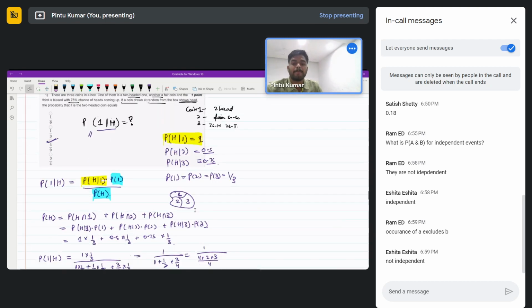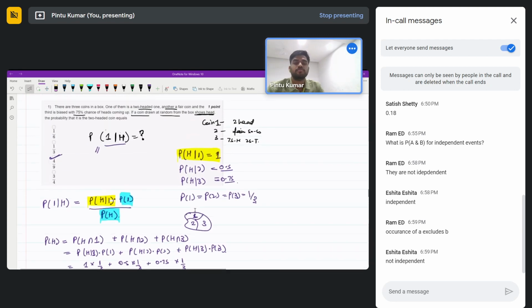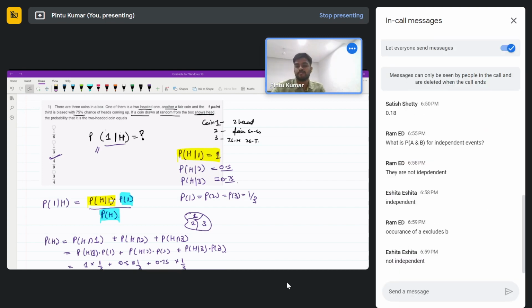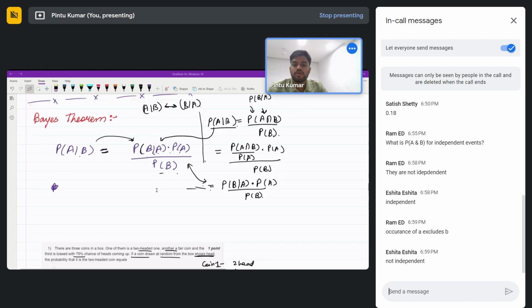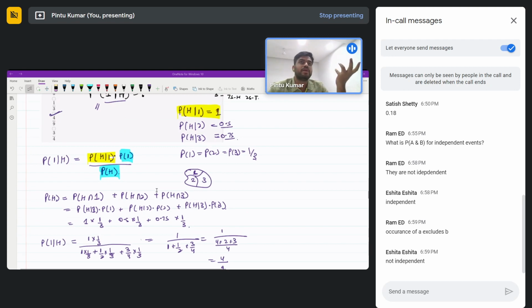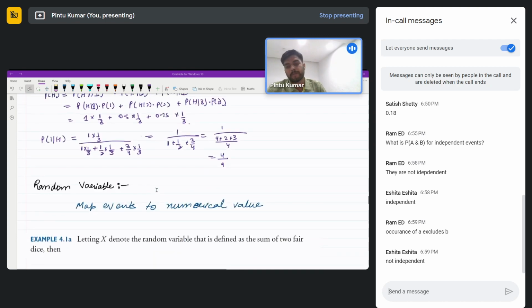Any doubt in this question? Anybody has any doubt in this question? Okay. So this is what was about Bayes' theorem. We'll move to random variable. There we'll just talk about expectation and variance. So any doubt till this point, please, you can just clarify right now.